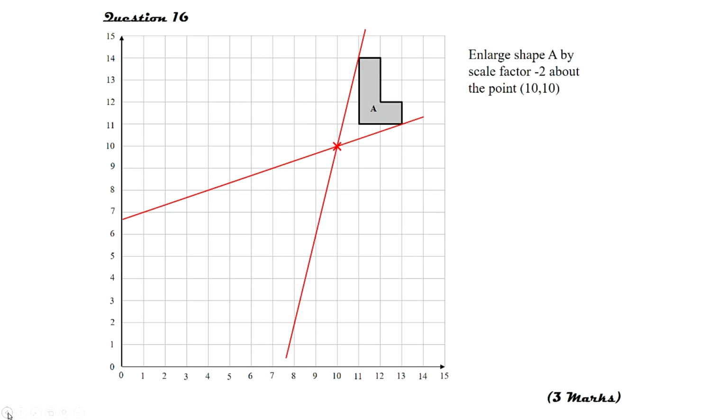And I take all of my points and plot them and then join up, and my shape should look like that. Remember, because it's a scale factor -2, it's going to be twice as big, and every single length in this shape needs to be twice as big, and the negative is going to mean that it's flipped upside down.